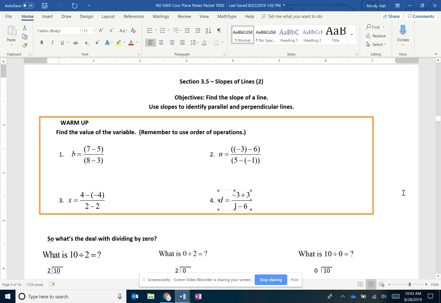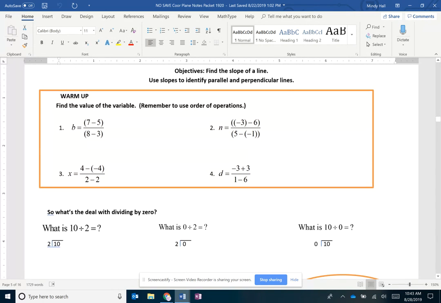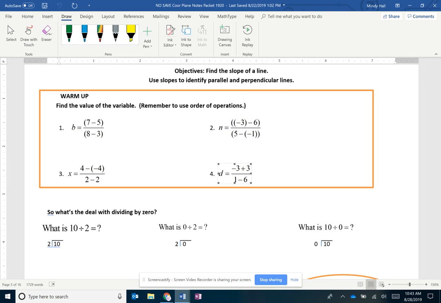All right, so we are going to work on the slope of lines today to help us identify parallel and perpendicular lines. So quickly, just going over the warm-up. With order of operations, with these fractions, even though like number 4, it doesn't have parentheses, they are just kind of assumed there. So don't feel like, just because there's not parentheses, you do division first.